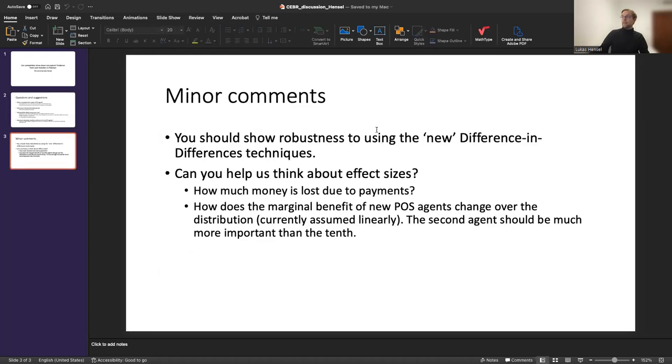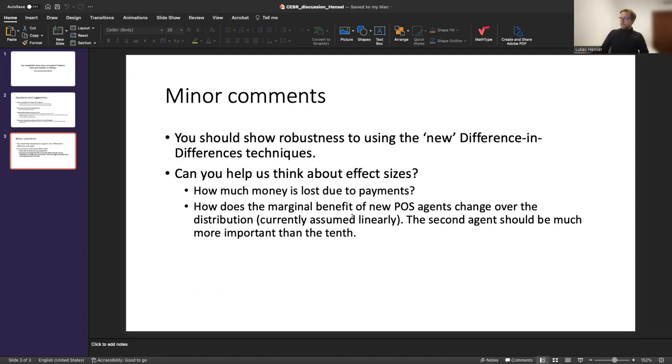And then minor comments: yes, I also think you should look at the new difference-in-differences literature. In most cases, it doesn't make a difference, but every referee is going to ask you for that. And also about effect sizes, I'm sure you would do that in the paper anyway, but just carefully looking at the welfare effects, in terms of bribes paid.